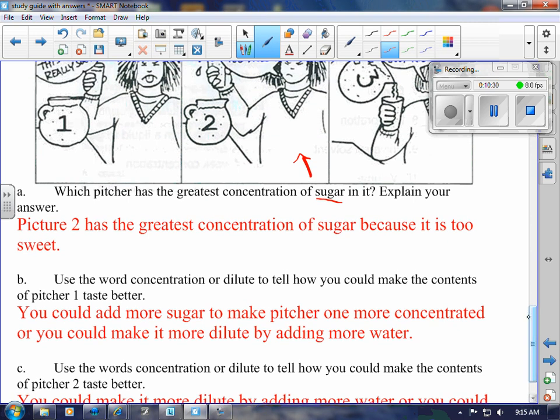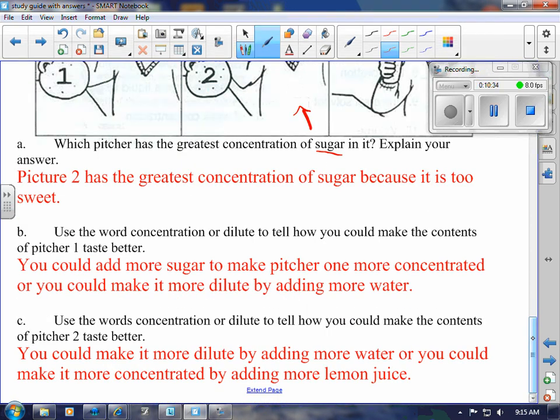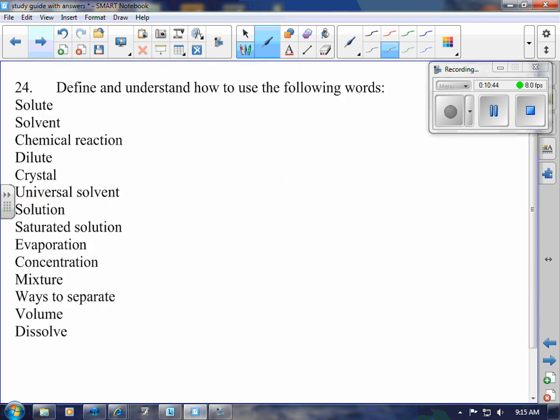Okay, again, concentration and dilute, you're going to need to be able to use both to make picture two better. It was the one that was too sweet. You could make it more diluted just by adding more water, or you could make it more concentrated by adding more lemon juice. All right, guys, make sure you understand the definition for these vocabulary words, know how to define them, understand what they mean.